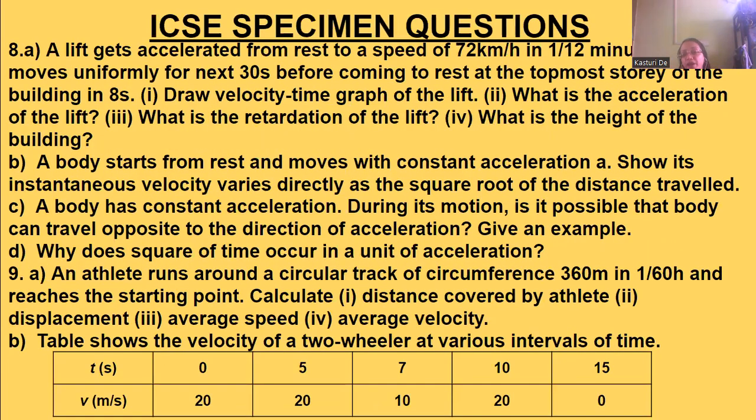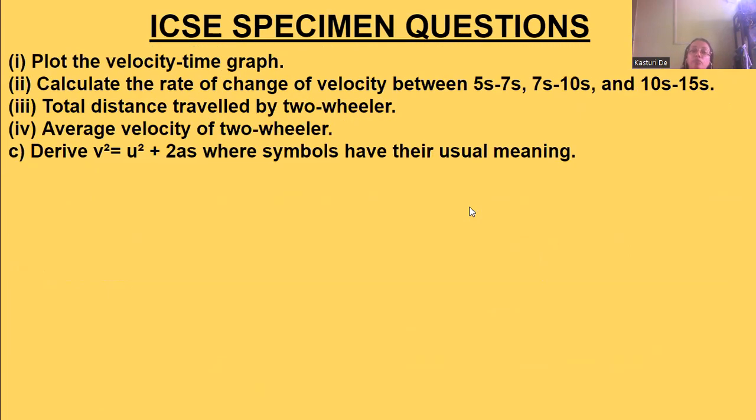A body starts from rest and moves with constant acceleration A. Now show its instantaneous velocity varies directly as the square root of the distance traveled. Okay, we need to show its instantaneous velocity, which is varying directly as the square root of the distance traveled.